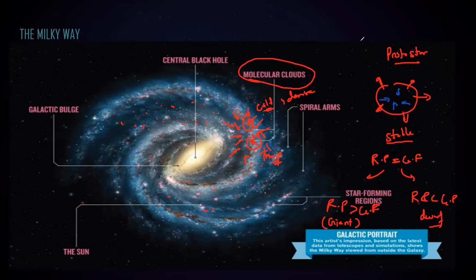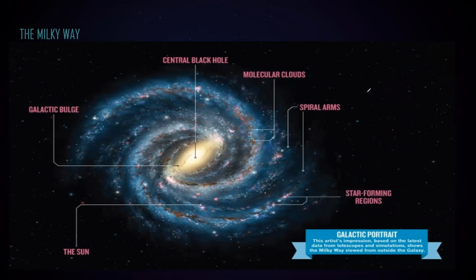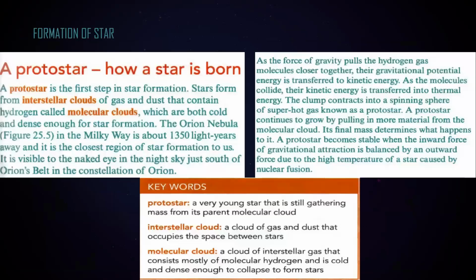The size of a star mainly depends on the core temperature. If the core temperature increases, the radiation pressure will also increase and the size will increase. If the central core temperature of a star decreases, the radiation pressure decreases and the size of the star will also decrease. So that's how the formation of a star happens.